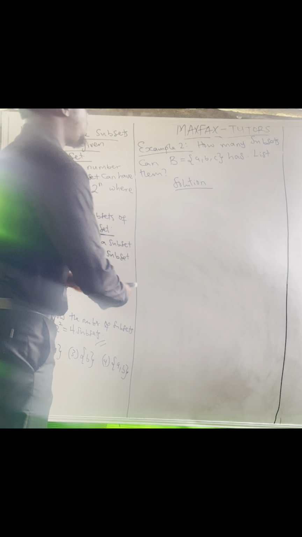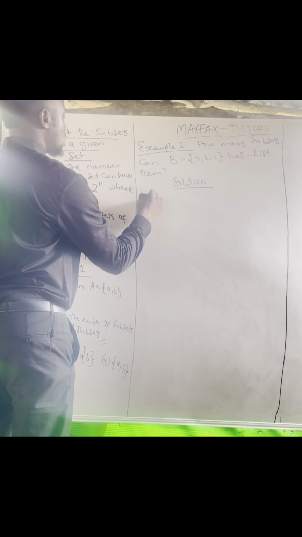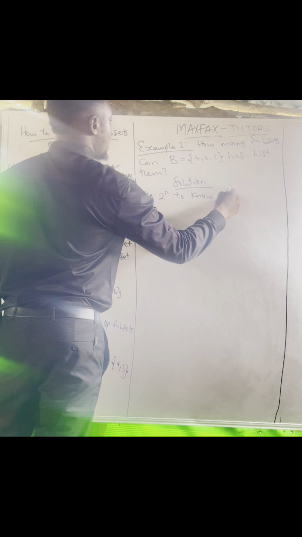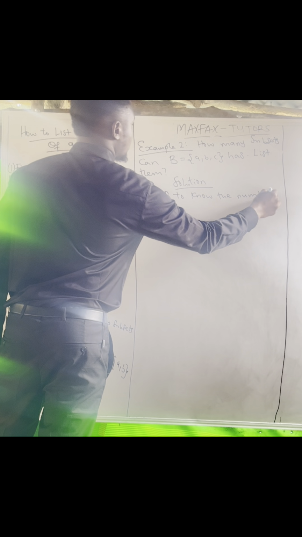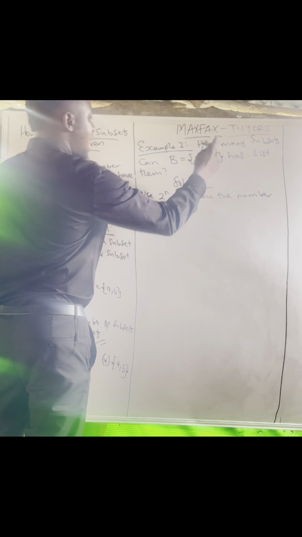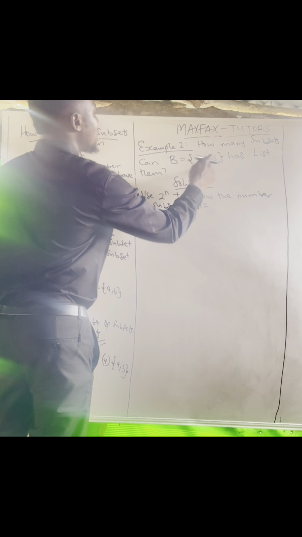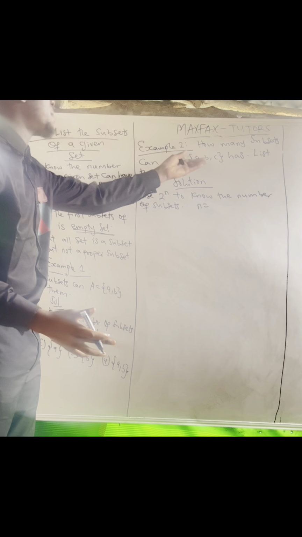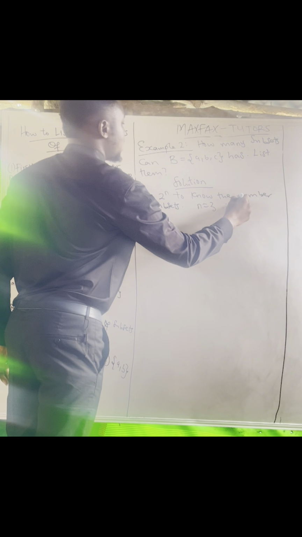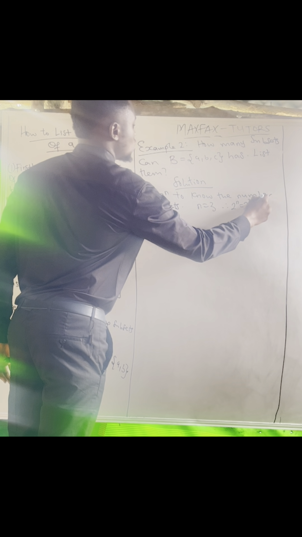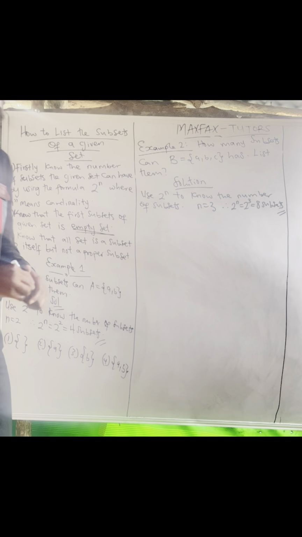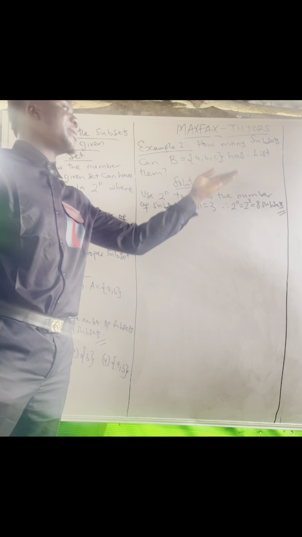Solution. Now, firstly, use 2 raised to power n to know the number of subsets. Now, what is n here? N simply means cardinality. That is to say the number of members. How many members do we have here? We have 3 members. So n is equal to 3. Therefore, 2 raised to power n is equal to 2 raised to power 3 and is equal to what? 8 subsets. So guys, what does it mean? This simply means that this set B equals {A, B, C} has how many subsets?